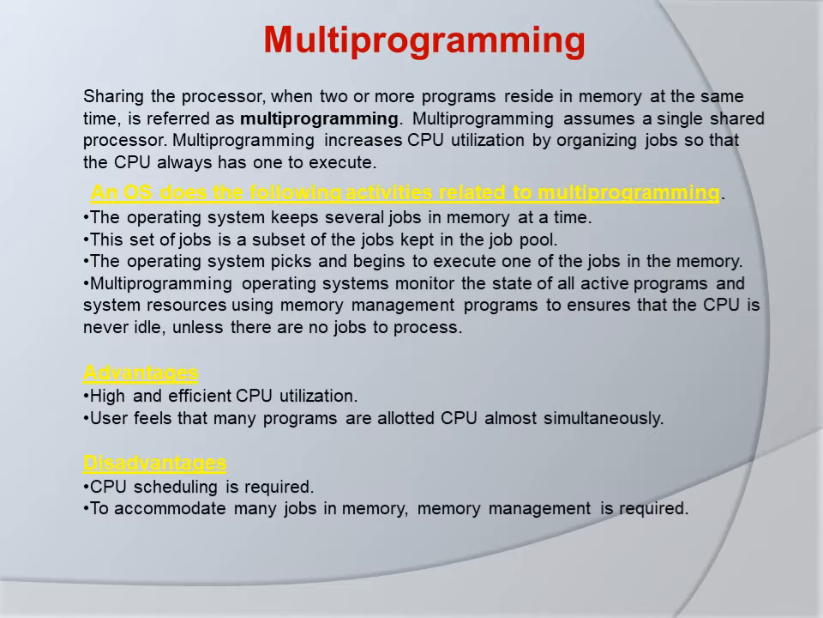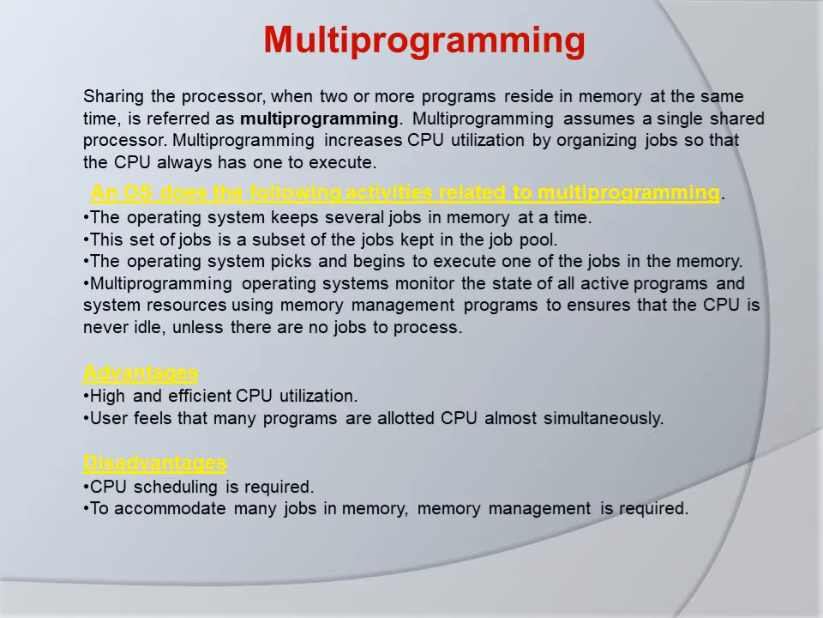When we are going to perform more than one program, at that time it requires some memory in the main memory. Okay, so it is called multiprogramming. Multiprogramming assumes a single shared processor. Multiprogramming increases CPU utilization by organizing jobs so that the CPU always has one to execute. There are a number of jobs, but at a time only one program is performed by the CPU.